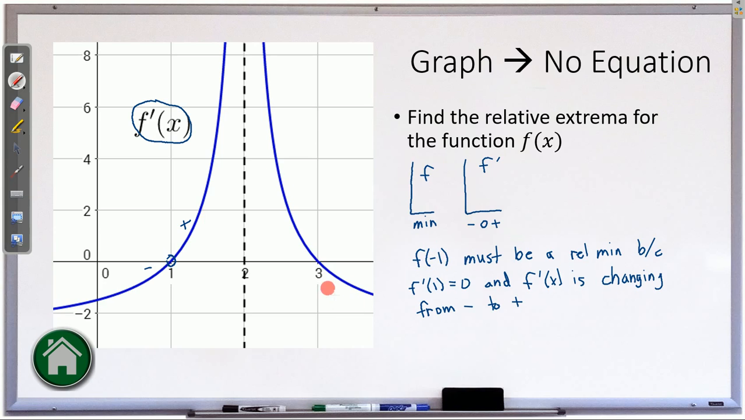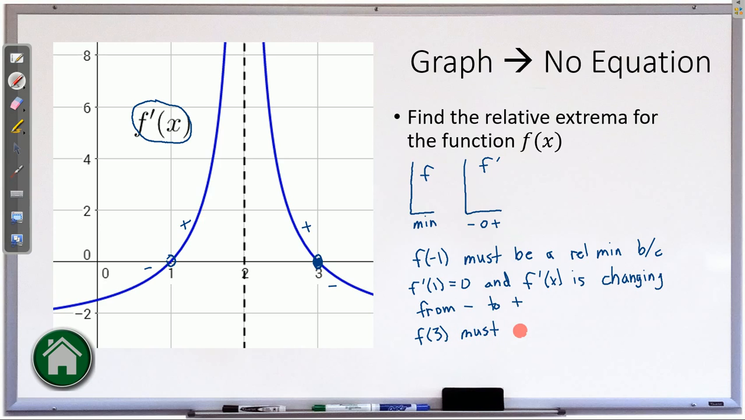All right, my other one, hopefully you can pick out the other one's going to be right here. That is where the derivative is equal to 0 again. But here we're going from a positive value to a negative value. So f at 3, and because we're going from a positive to a negative, that will be a max.